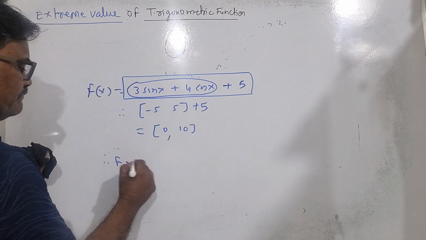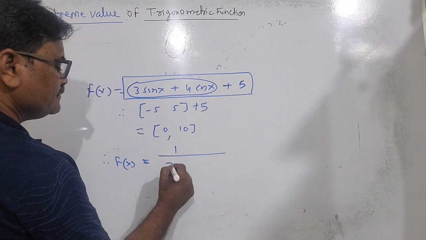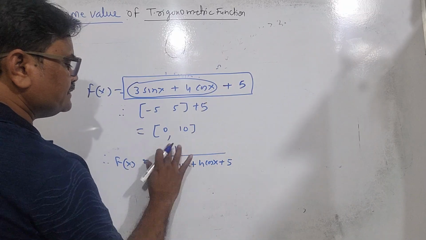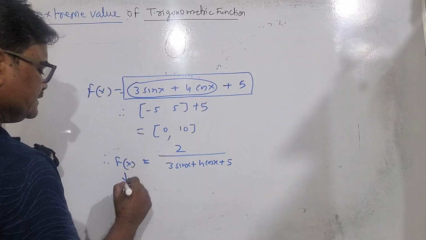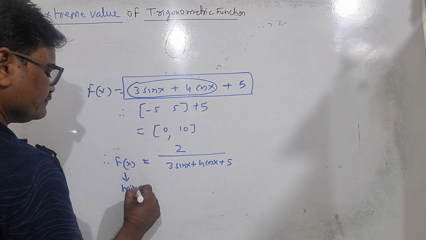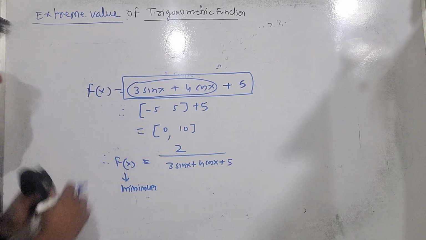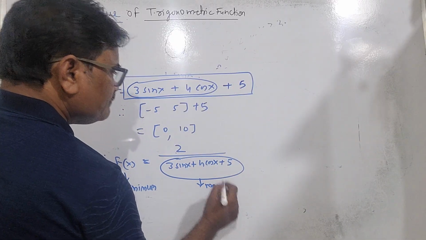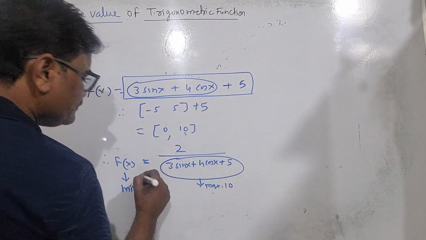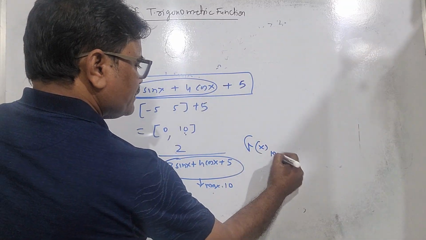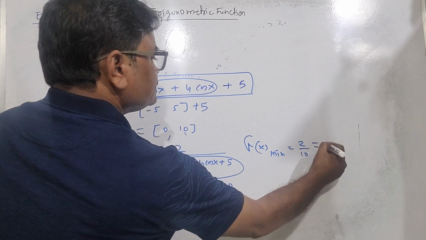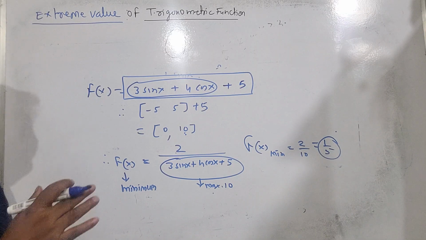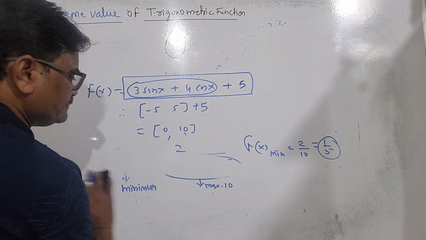And the next question, f(x) equal to say 1 upon 3 sin x plus 4 cos x plus 5, say it is here 2. So find its minimum value. Minimum value of f(x) we have to find out. So for that we have to find out the maximum value of the denominator. What is the maximum value of this? It is 10. So therefore the minimum of f(x) is 2 by 10. 2 by 10 means 1 by 5. Got it? So in that way we can find out the range of the trigonometric function.